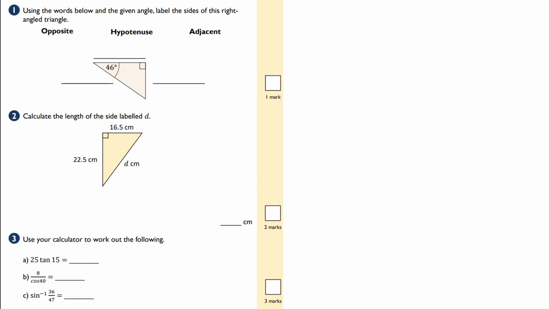Question number 1: use the words below and the given angle. Label the sides of this right angle triangle. You've got opposite, hypotenuse, and adjacent. So this is opposite the angle because it's directly opposite the angle. So this is what we call the opposite, because it's opposite the angle.